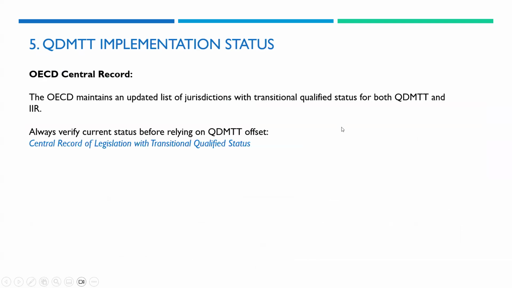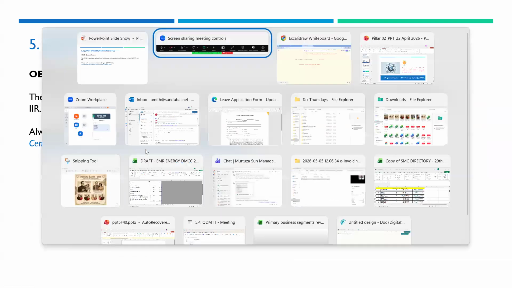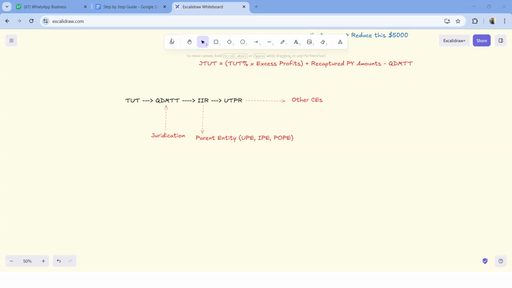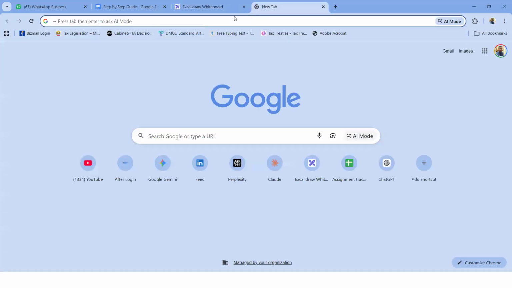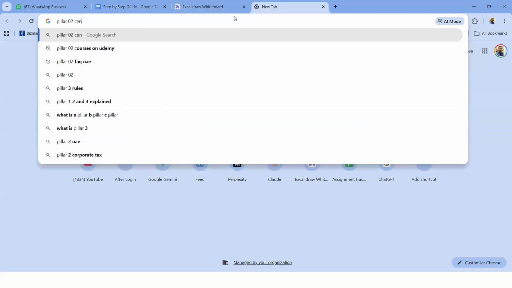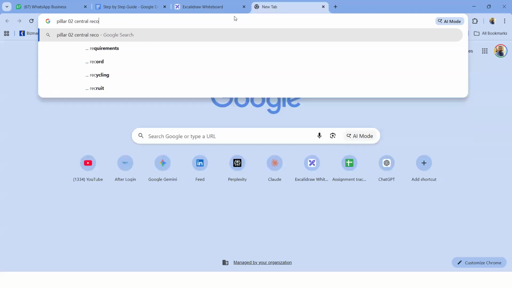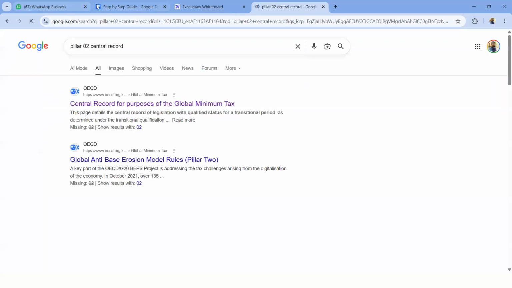So QDMTT implementation status is there in the OECD central record. The OECD maintains an updated list of jurisdictions with transitional qualified status for both QDMTT and IIR. Let's take a look at the status. It's just a click away. So this is the central record.